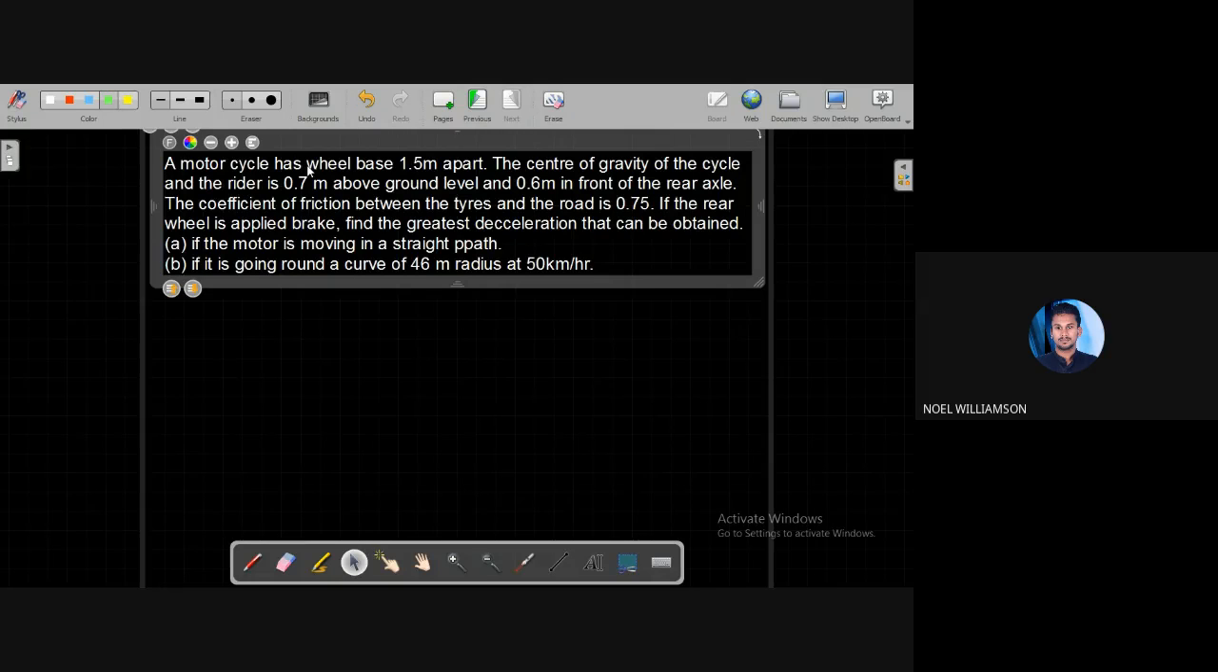Okay, done. Question. A motorcycle has a wheelbase of 1.5 meter.